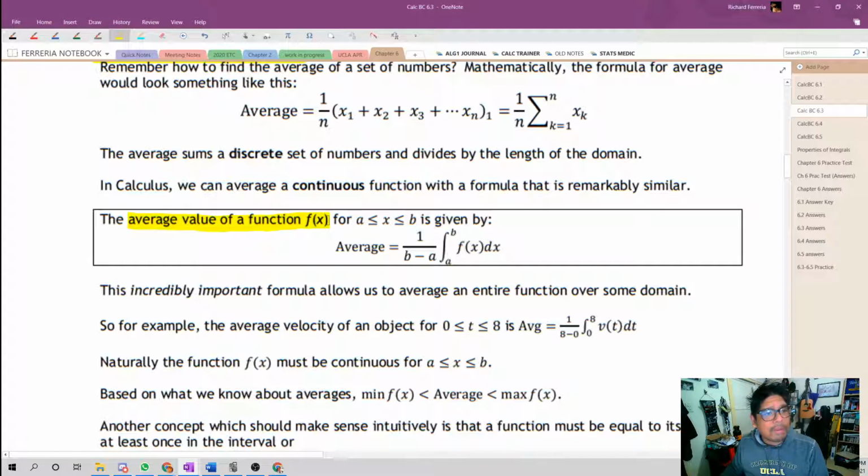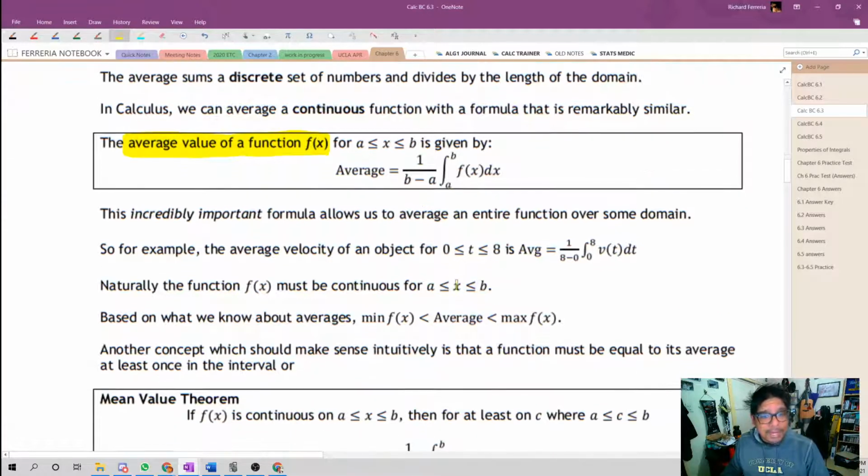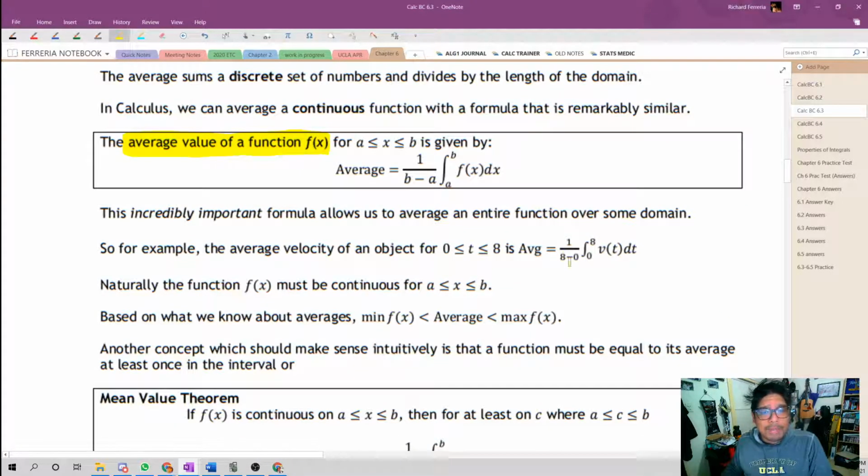The average value of the function, and you really can't get anywhere on the AP test without seeing the average value of a function. So this is something that you have to memorize. The average of anything in calculus is 1 over b minus a multiplied by the integral. So if I want to find average velocity, I do 1 over b minus a multiplied by the integral of velocity.